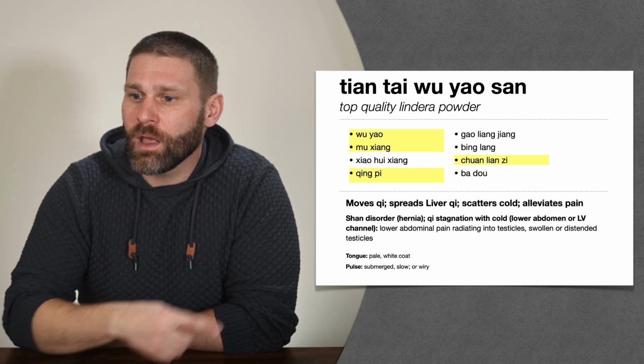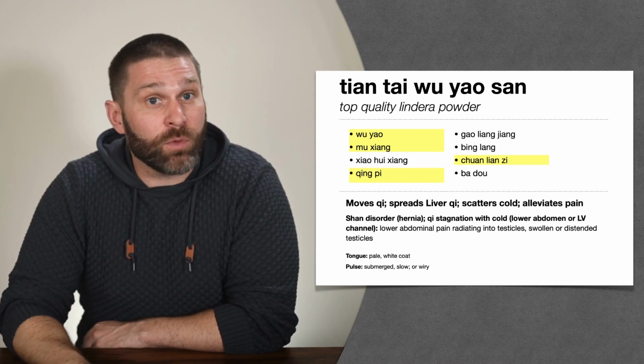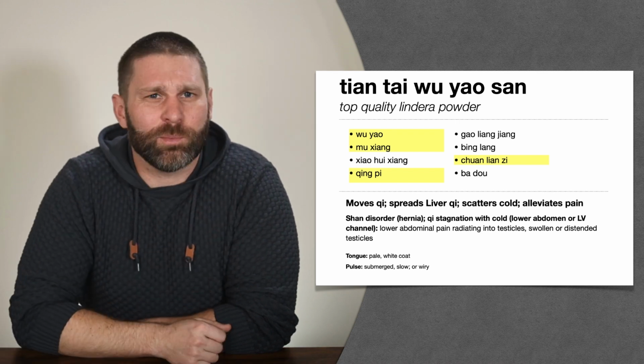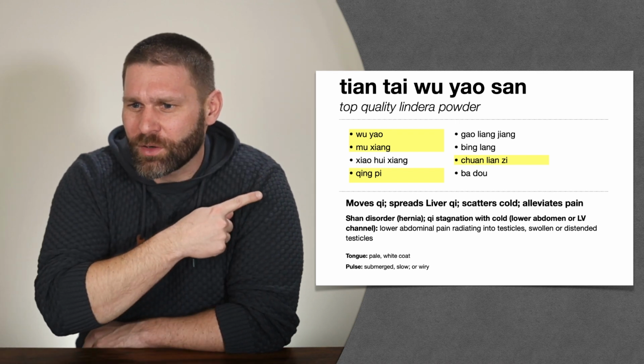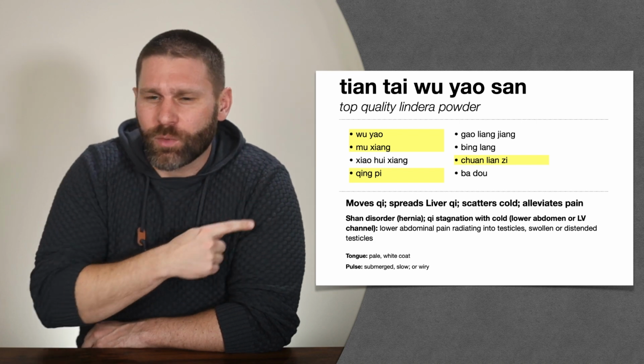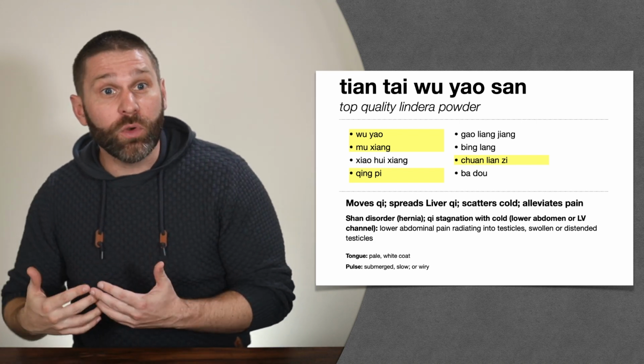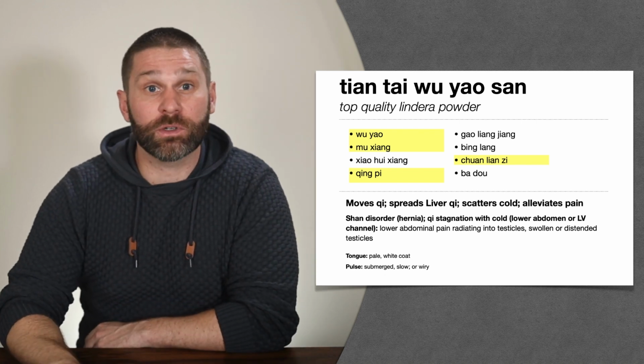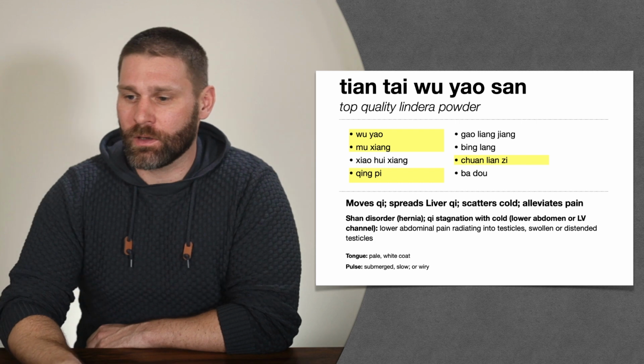for our Shan disorder. And then Chuan Lienza, again, we said is good for moving liver qi. And this one kind of doesn't match the temperature, but I think we have enough other warm herbs in here that we're using Chuan Lienza because it's good for moving liver qi and stopping pain. Not necessarily because of its temperature, but because of its pain relieving quality.